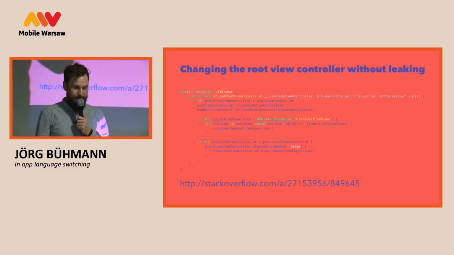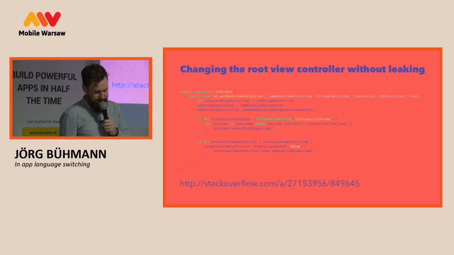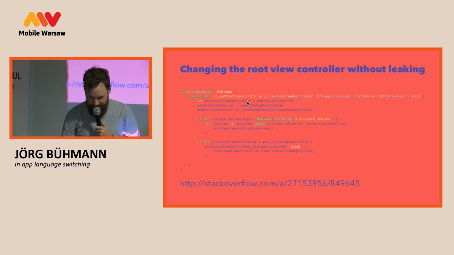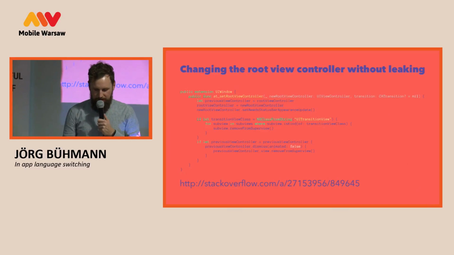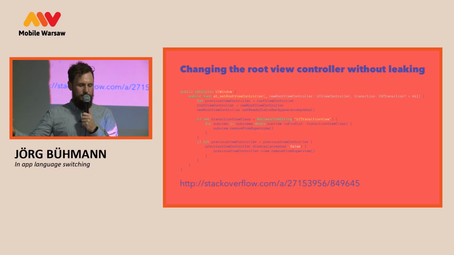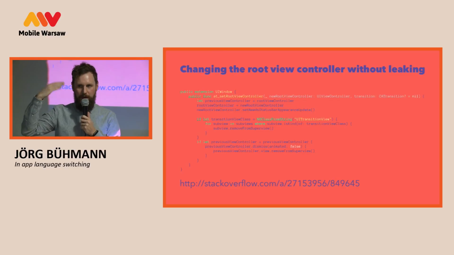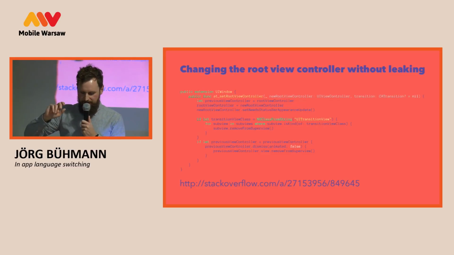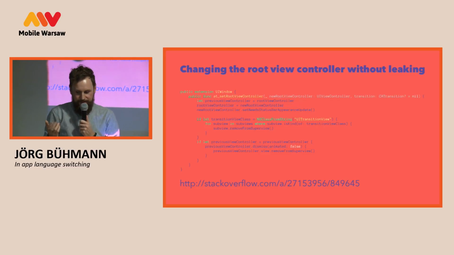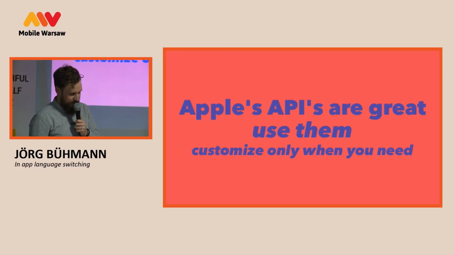What's done here, you can barely read this, is that the new view controller is set, and then we go through all the view hierarchy, search for certain objects and remove those, because otherwise it clashes.